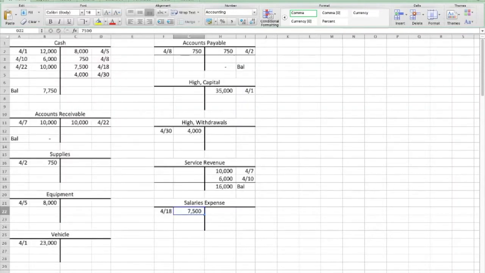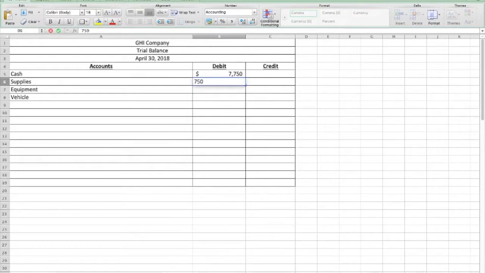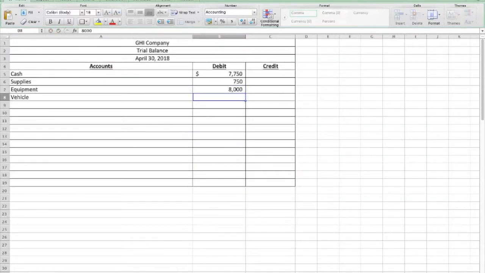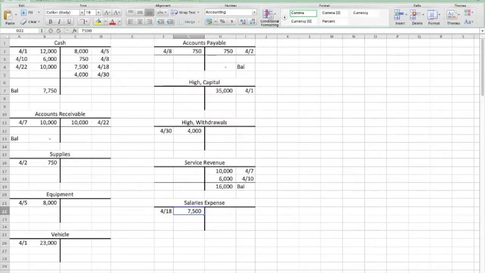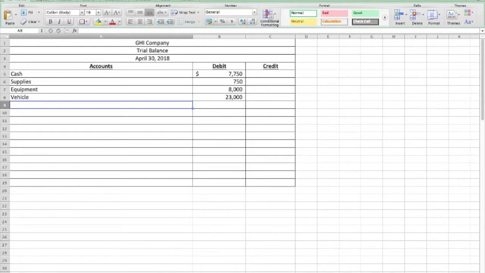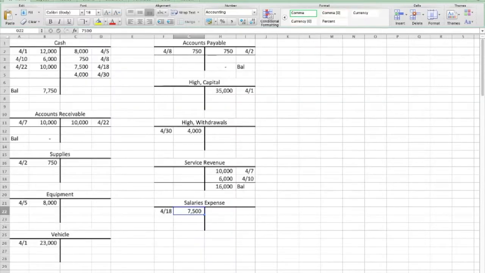Supplies has a debit balance of $750. Equipment has a debit balance of $8,000. And vehicle has a debit balance of $23,000. So I've listed all of those asset accounts with their balances here. I'll keep going. So next up should be liabilities. I just have one of them, accounts payable. However, just like with accounts receivable, it has a balance of 0. So if it has a balance of 0, it doesn't go on there. So I don't have to worry about accounts payable. I'll keep going down the line.